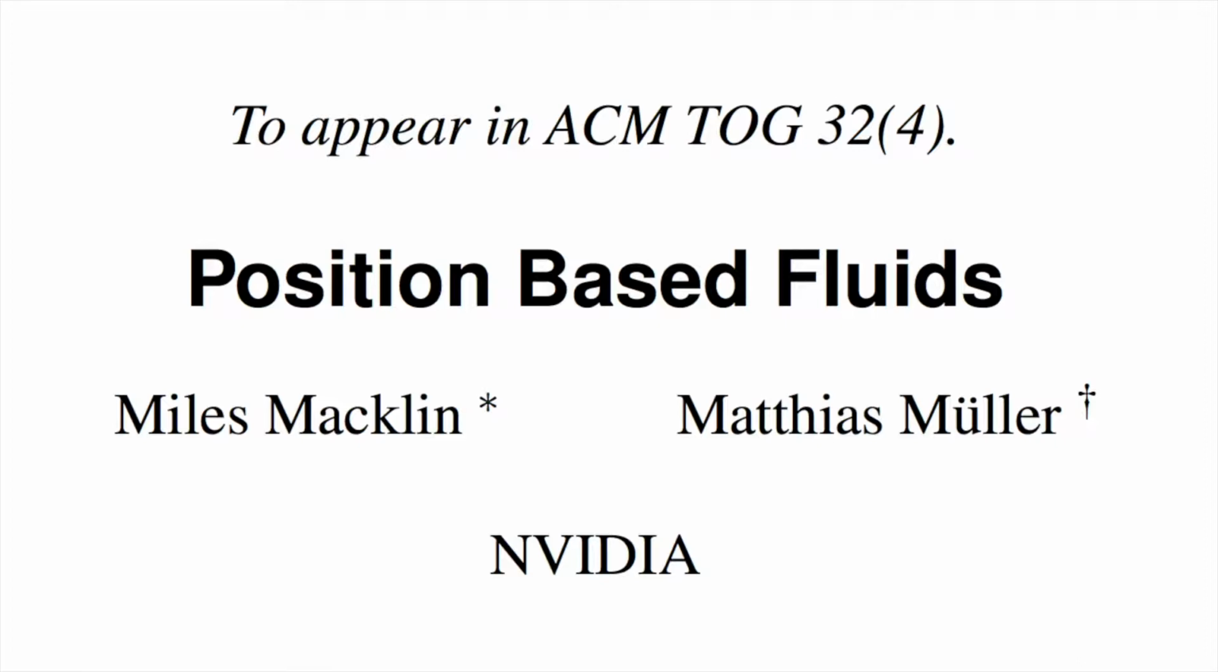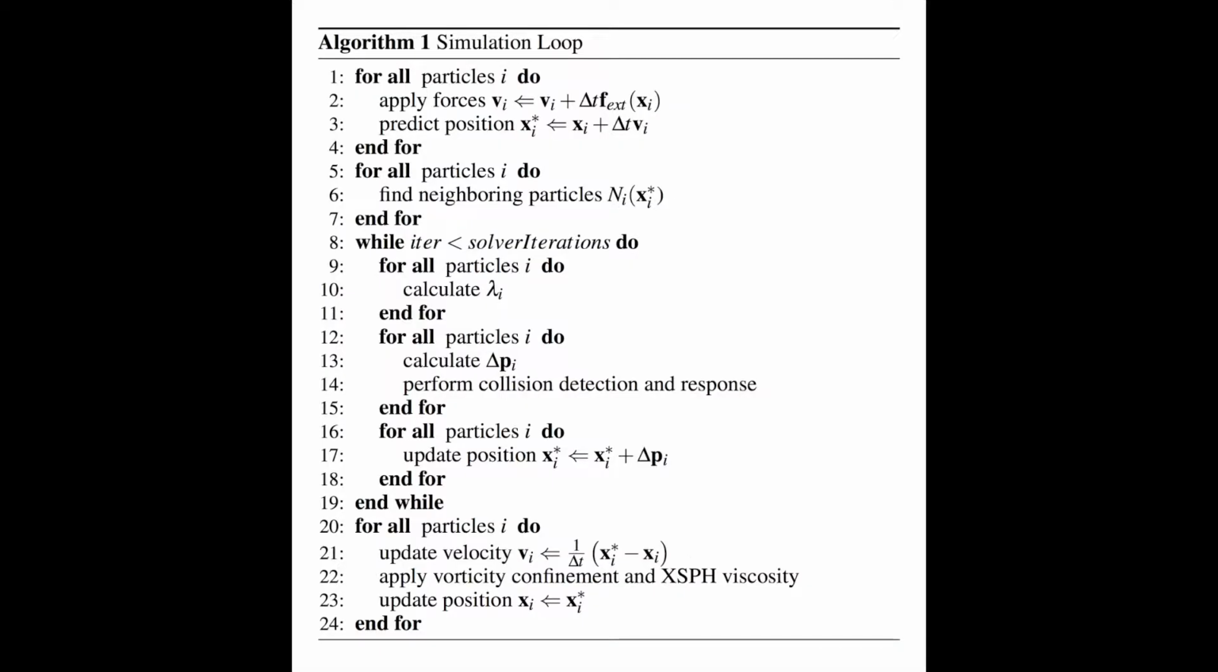The paper that we based it off of is called Position-Based Fluids by Macklin and Mueller. Basically, in this pseudocode, we apply the forces in the first for loop, and then in the next for loop, find the neighboring particles. Afterwards, we calculate the lambda and then the delta p for all these particles. Then we update the position, and lastly, in the last for loop, we update the velocity. And then we applied vorticity and viscosity and finally updated the position.